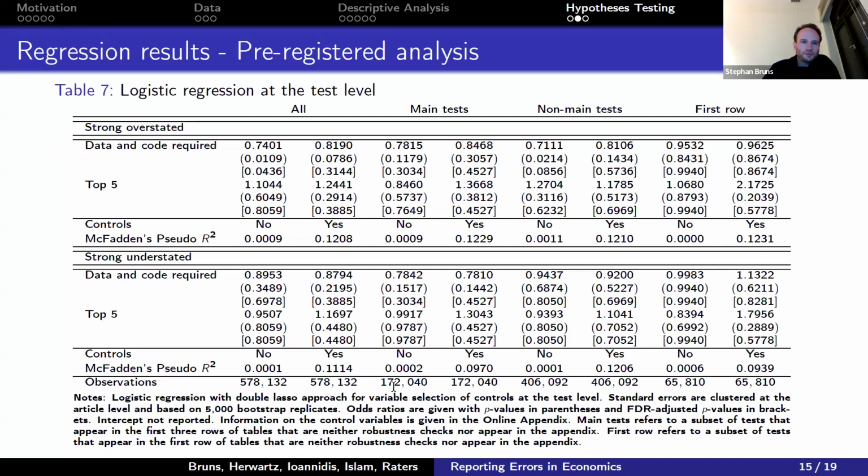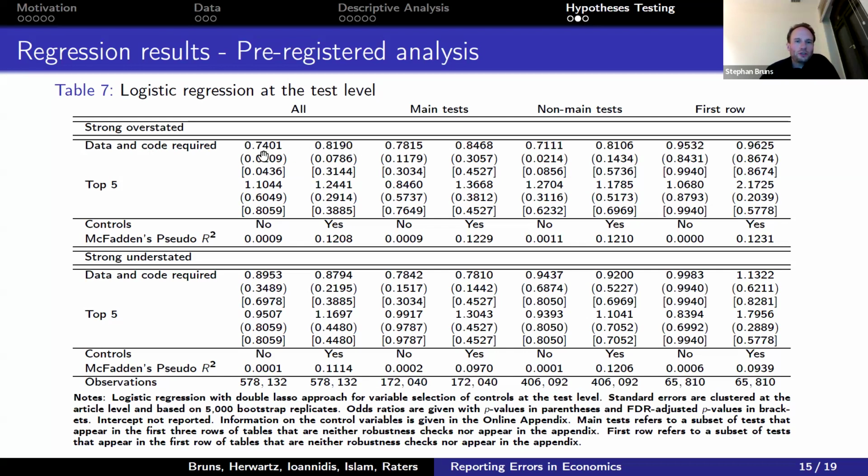Okay, so this is a regression table. Let's focus on the first 2 columns. This is a logistic regression for all tests, and we look at strong overstated errors. This means the dependent variable is 1 if there's a strong overstated reporting error and 0 otherwise. And then we have a dummy for data and code, so whether the test was published in a journal with a data and code requirement, and whether it was published in a top 5 journal.